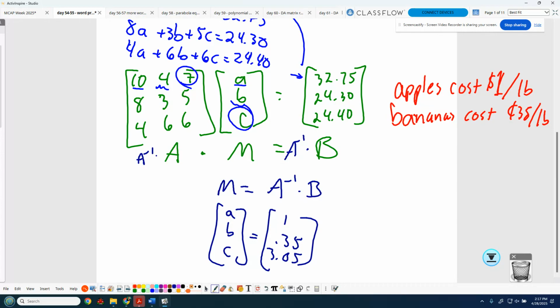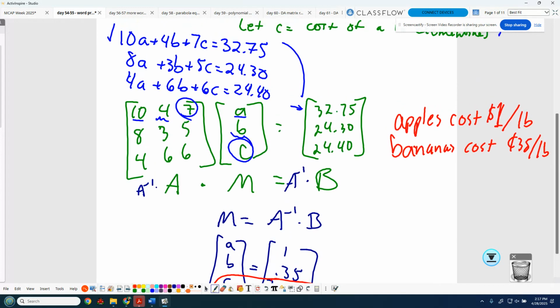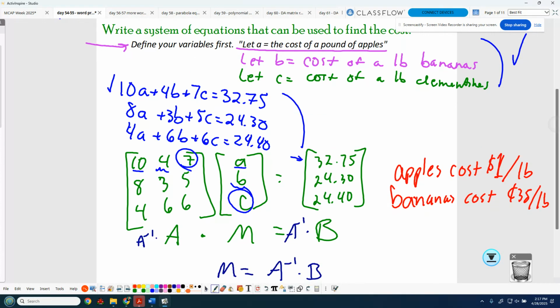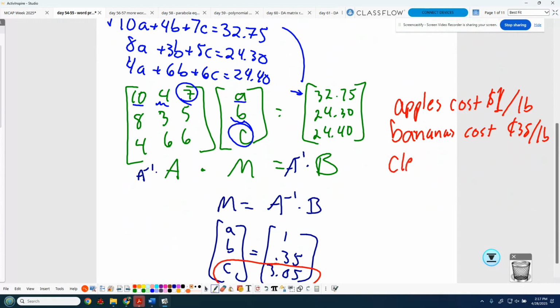What is the last thing we need? What does that mean, given all the other things that we've written? Times cost $3.05 per pound. Yeah. See what you're doing?